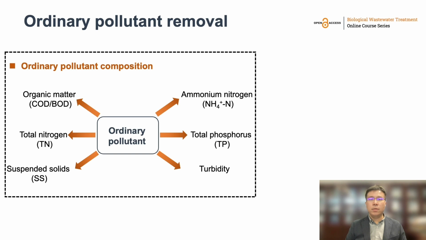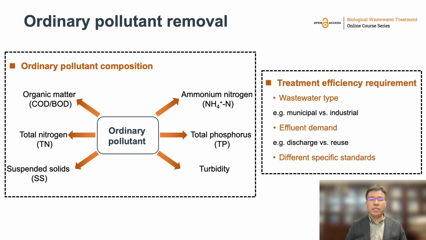The required treatment efficiency for these pollutants is usually different, depending on the effluent wastewater type, effluent demand, and the corresponding specific treatment standards. For example, the treatment efficiency required for municipal wastewater and industrial wastewater can be different. Besides, the treatment standards will be much higher if the wastewater is treated for reuse purpose than for discharge purpose. And also, the specific treatment standards adopted in different countries are different. That will lead to different treatment requirements.